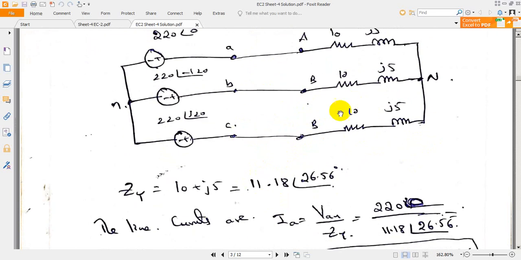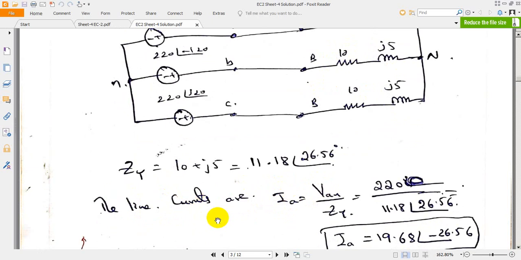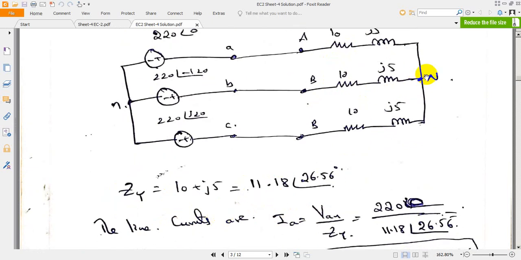To start with, let us convert this load into polar form for easy calculation. ZY is equal to 10 plus j5, which is 11.18 at an angle. If you convert this into polar form, you will get this value. For the line currents, if we observe, this is the neutral. It means this point and these points are at the same potential, 0 voltage. The applied voltage for this is VAN. This is the neutral, and both are at the same potential.